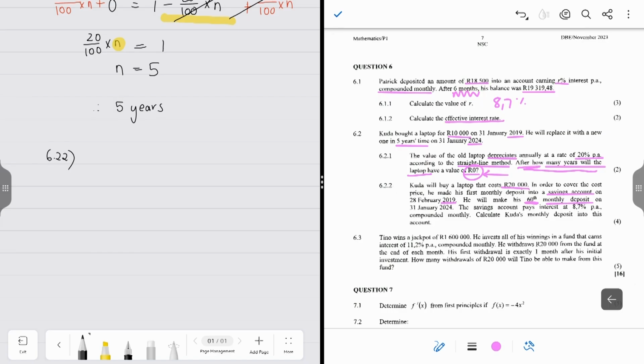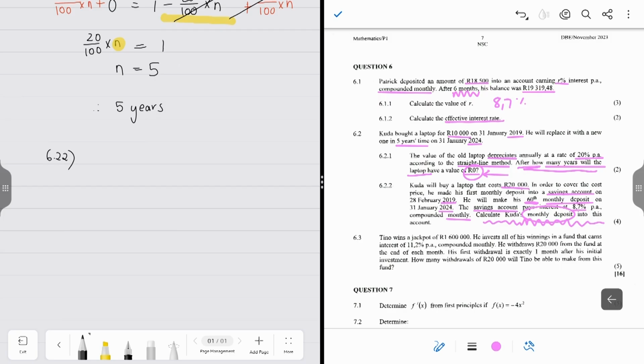Now remember, when we have a monthly deposit, we are looking at our PV or our FV formulas, right? And it says on the 31st of January 2024, he makes his final 60th payment. The savings account pays interest at 8.7% per annum, compounded monthly. Calculate Kuda's monthly deposit into this account. So if we are working out his monthly deposit, can we see what we're trying to find? Now, if we know our FV formula and our PV formula, what is the monthly deposit? That is your X value.